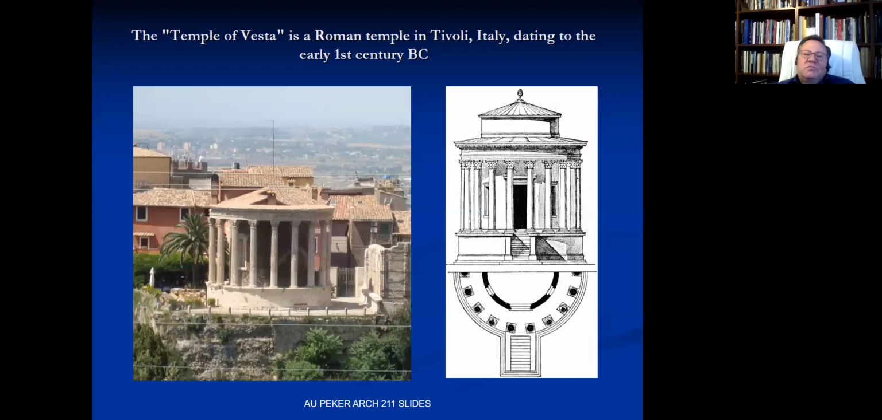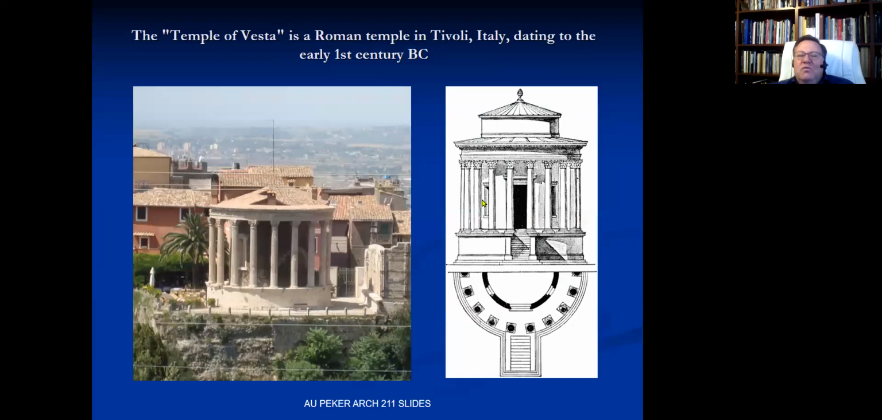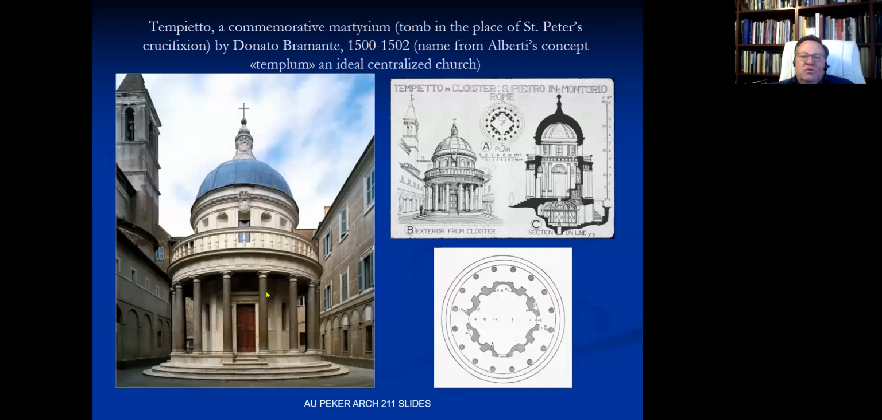You see, a nice arcade supporting a slightly sloping roof, together with a central drum, projecting drum, again covered by a nice roof with a finial. This is a Roman temple from Rome. Probably Bramante analyzed this temple and learned from it, specifically learned to introduce those columns of the arcade.